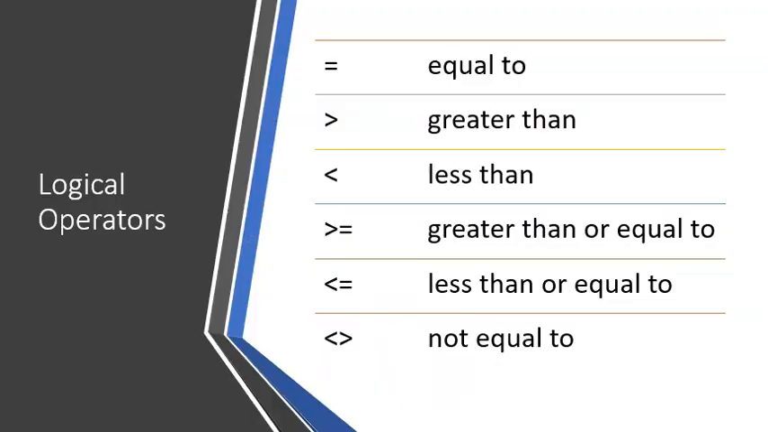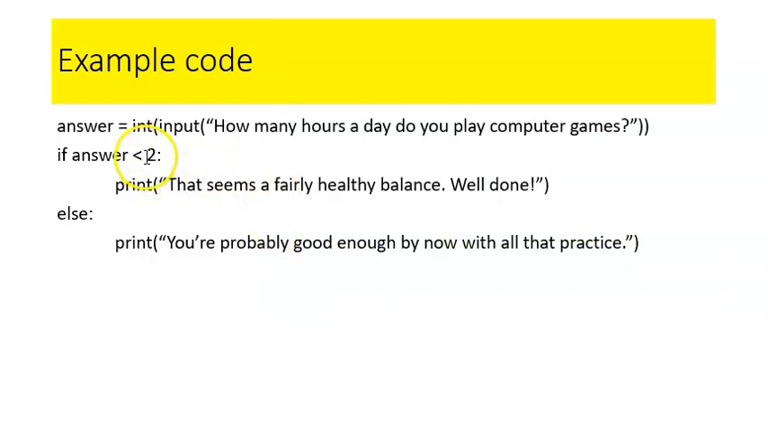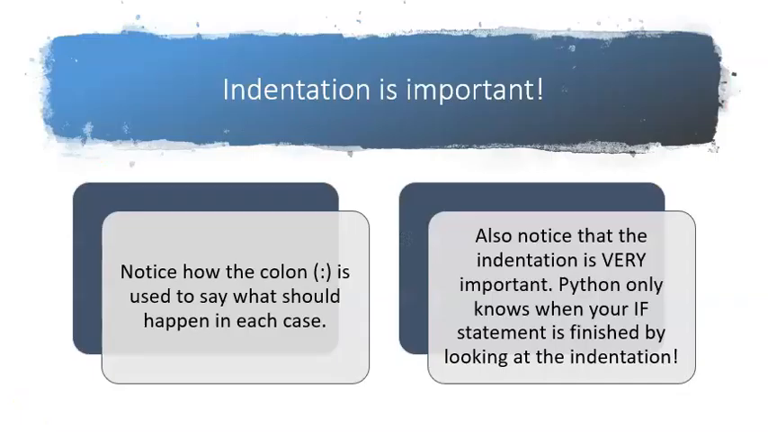So here are the logical operators that you need to be aware of when creating your selection. Equal to, greater than, less than, greater than or equal to, less than or equal to, or not equal to. And you need to be careful when you use these. So for example, in my previous program here, I put less than 2. If I wanted to say they could be allowed 2 hours, and that would be a healthy balance, I'd need to either change that to less than or equal to 2, or I'd need to change that to less than 3.